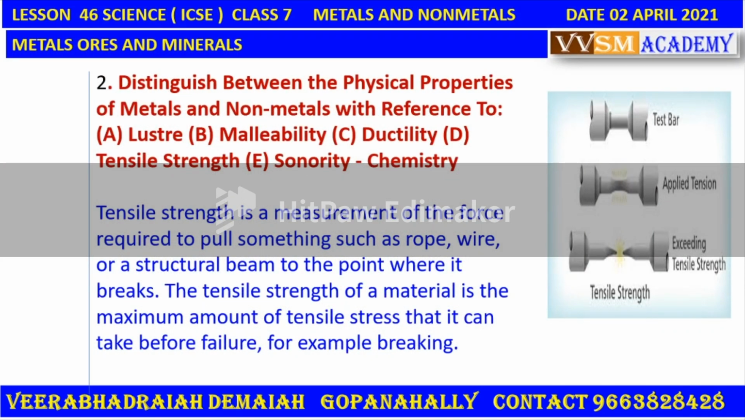I would like to divert your attention towards the question: distinguish between the physical properties of metals and non-metals with reference to luster. What is luster? Luster is nothing but the shining of a metal. What is malleability? Malleability is that a metal can be drawn into thin sheets. Ductility. What is ductility? It is a process in which the metals are drawn into thin wires. For example, copper wire is drawn into very thin, long wires.